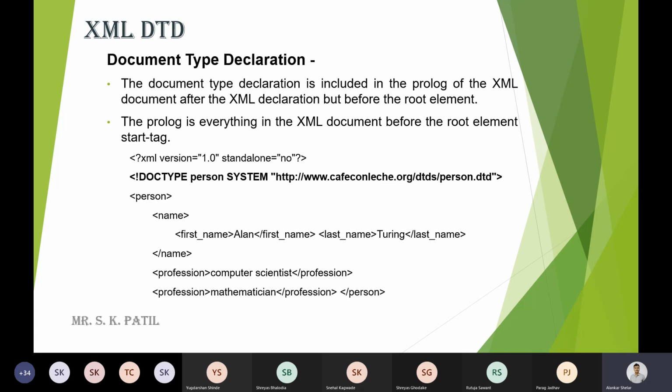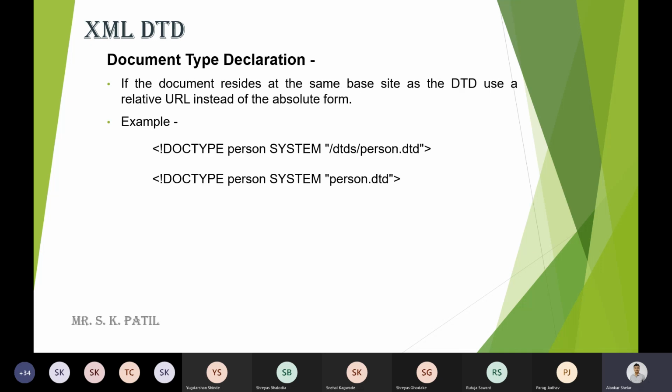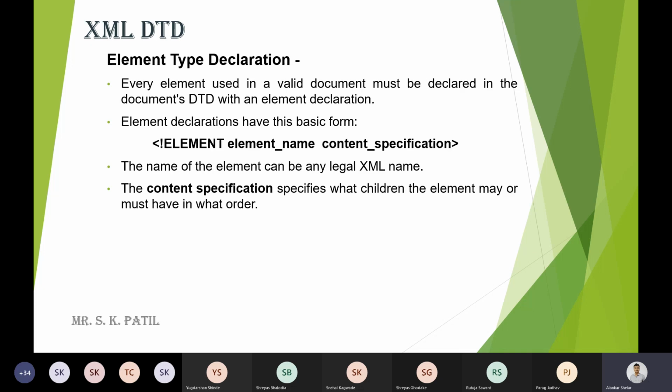So the document type declaration is included in the prologue section of XML. That I already told you, that is external DTD. So DOCTYPE person SYSTEM is system dependent. So prologue is everything in an XML document before the root element. So here it should be PUBLIC, it should not be SYSTEM. It is again a typing mistake, because your DTD is available in an external file. So it should be PUBLIC. Then it is system dependent.